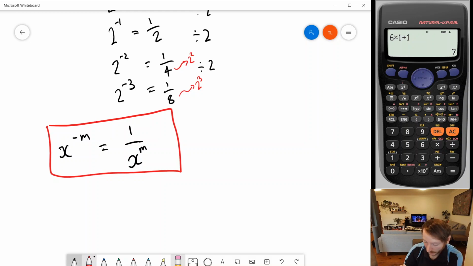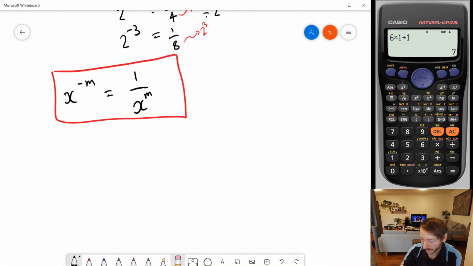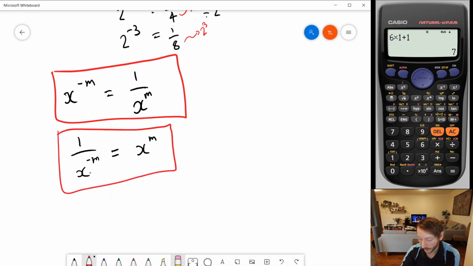This can also work in reverse. Let's say I've got 1 over x to the negative m. Well, that's the same as x to the power of m. So when you're flipping an index, I should say, from the bottom of the fraction to the top, you change its sign. Or from the top of the fraction now to the bottom, you change its sign. So that's the important thing to take away from today.